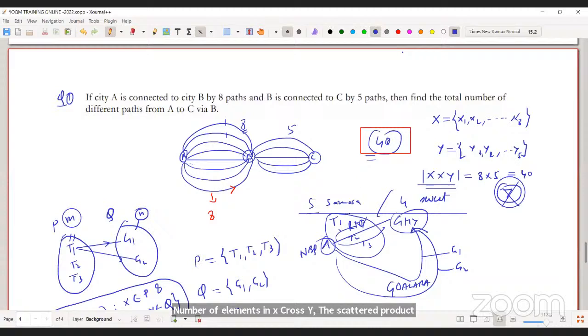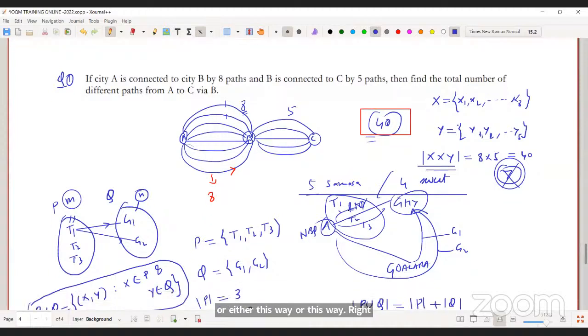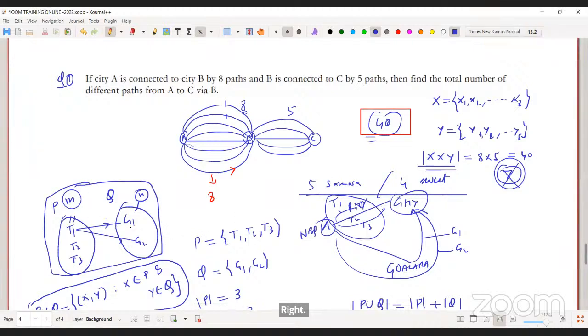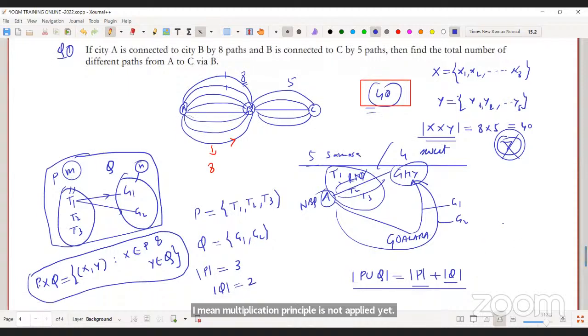So here you see, in this example, we are using the logic OR, either this way or this way, right? So you see here mod of P union Q. What is P union Q? Either P or Q, right? Sorry, I made a mistake here. Yes, either P or Q. So the multiplication principle is not applied here. But anyway, just remember 2 points. Here the logic is basically OR, either or. But here the logic is AND. Remember these things only.